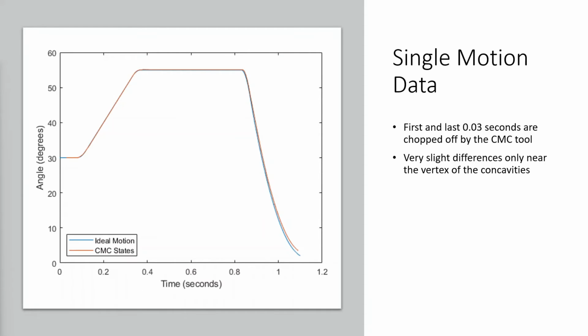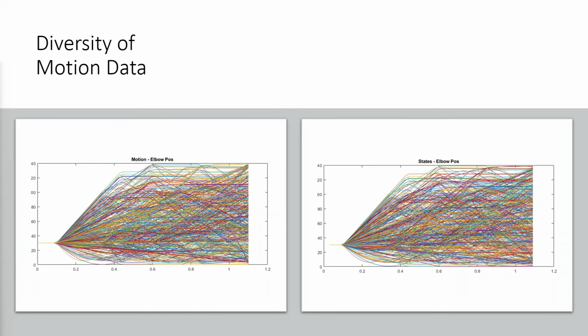This is a graph of the ideal motion and the resulting motion from the CMC tool. The first and last 0.03 seconds are chopped off by the CMC tool. There is a very slight difference only near the vertex of the concavities. Presented here are the first 500 training data motions. The graph on the left shows the ideal elbow position from the defined motion file over the 1.1 second period, and the graph on the right shows the resulting elbow position states after running the motion through the CMC tool.